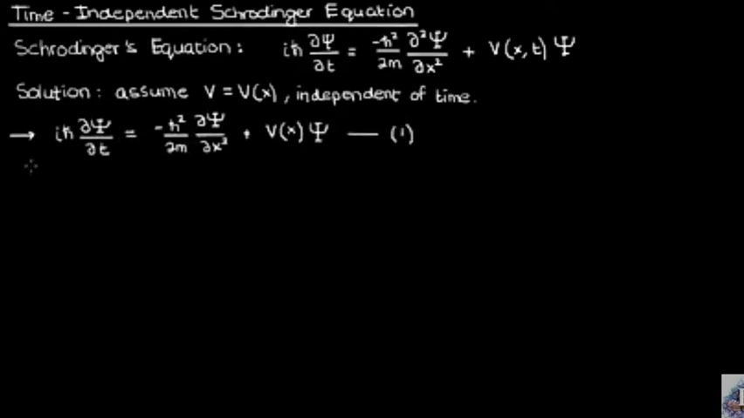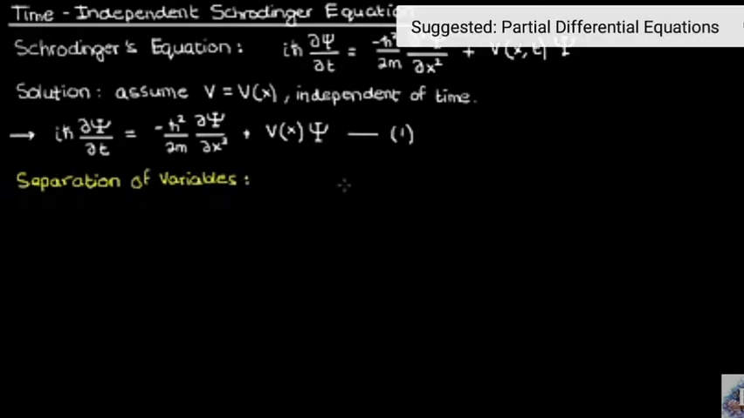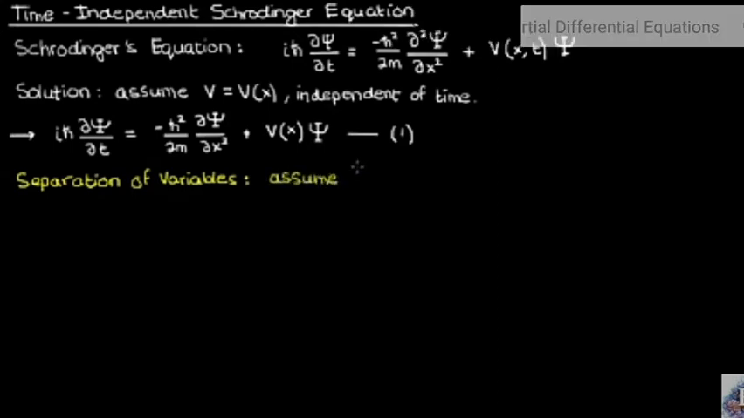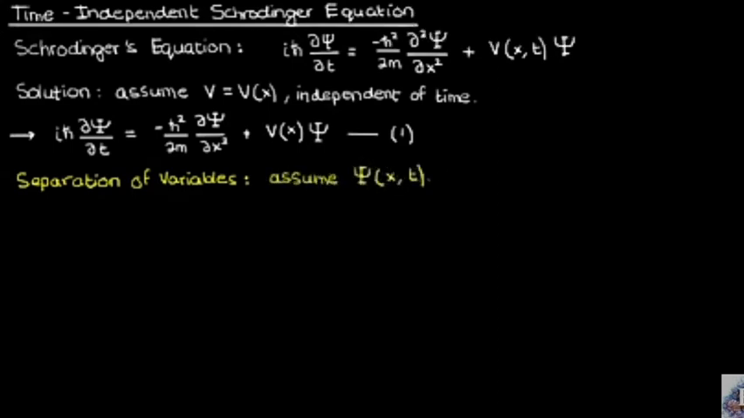Now our goal here is to solve the partial differential equation, but how do we do that? Well, we use something called separation of variables. You are probably familiar with it from partial differential equations. The idea is to write the solution psi as a product of two functions, one that depends only on the position variable x, while the other only depends on t.